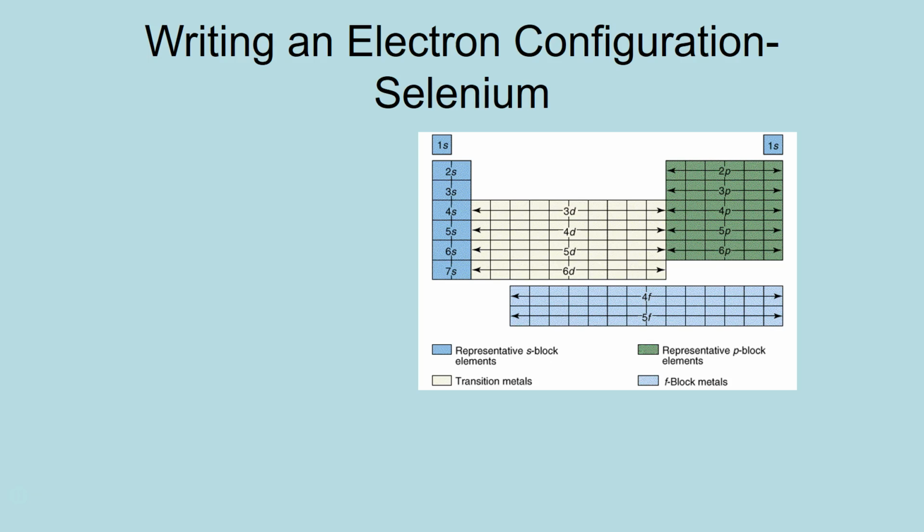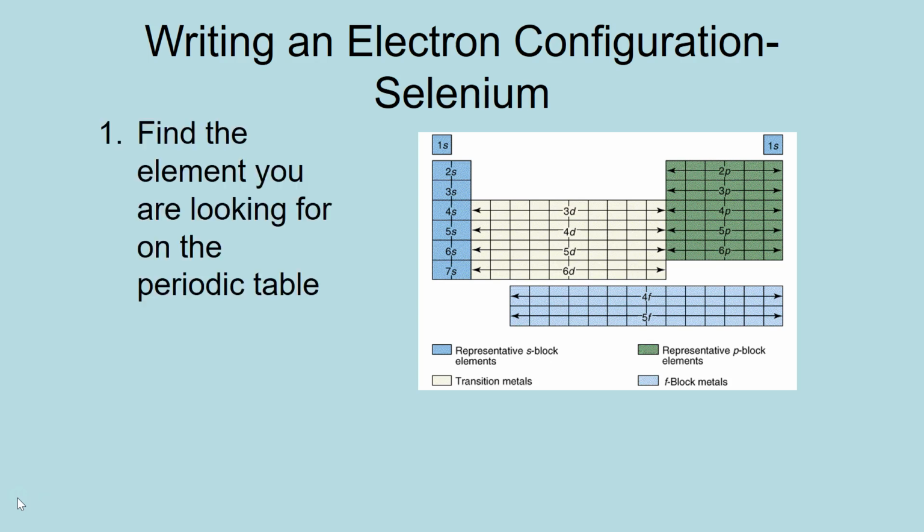So let's talk about how we would write an electron configuration. We're going to use selenium as our example, so make sure to get out a periodic table and find where selenium is. So you should have found selenium, atomic number 34, on your periodic table. So we found the element that we are looking for. That is always step number 1.